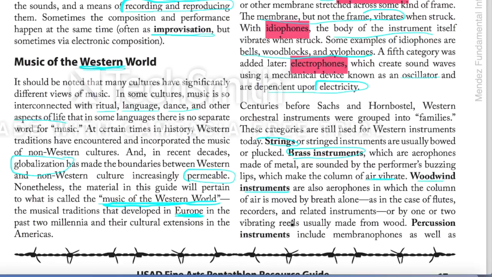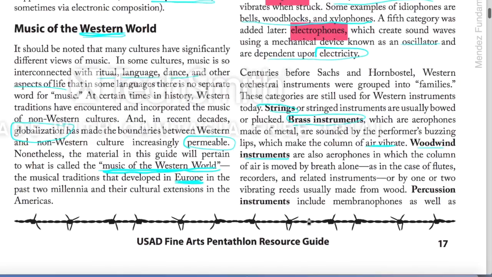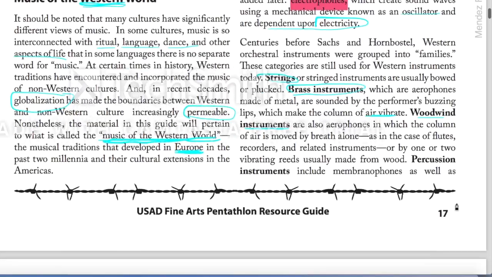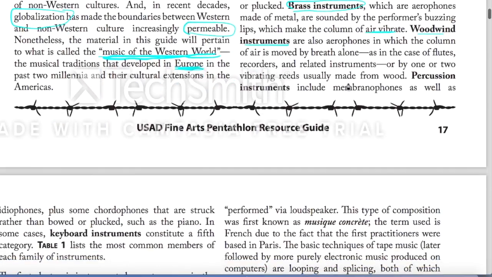Aerophones in which the column of air is moved by breath alone, as in the case of flutes, recorders, and related instruments, or by 1 or 2 vibrating reeds, usually made from wood, okay? Not all of them are made of wood, right? Some, like for example recorders, a lot of them are made of plastic or different materials. Then we have percussion instruments, which include membranophones as well as idiophones.